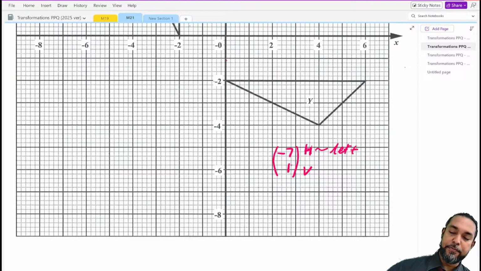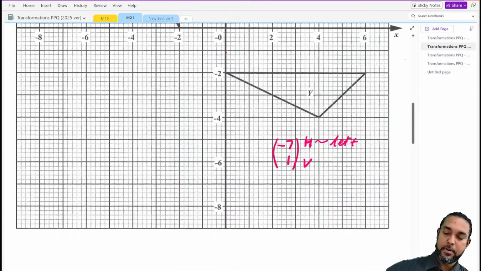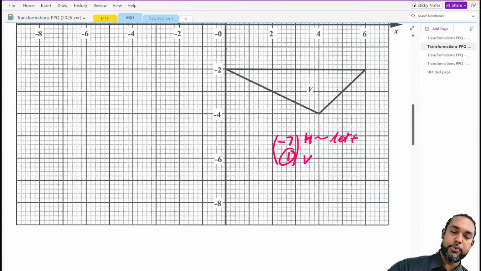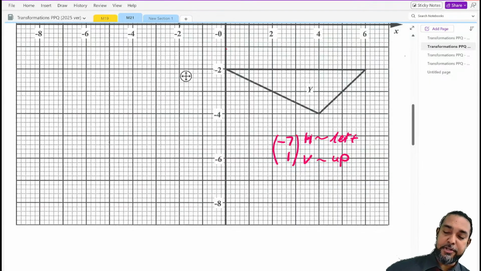Left. Now, vertically, we can either go up or down. Movement upward is positive. Movement downward is negative. So when you have a positive 1 here, which way are we shifting? Up or down? We're shifting up. Right? So what you would do here for each point is you would shift it 7 spaces to the left and then 1 space up.